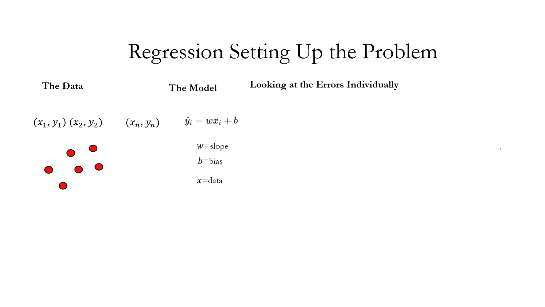Now we're looking at the errors individually through a graph. We've got data here. We've got a line, right? That's the w, the slope of the line. I mean, this is y hat, I apologize. And we can see that the distance from the data point to the line is the error, right? So that's an individual error: y minus y hat, y being the data point.